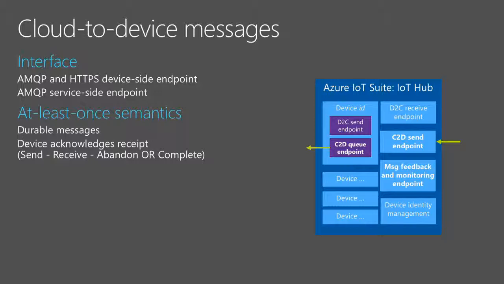The device has to explicitly acknowledge the consumption of a message, so you do not have to code ACKs and code reliability on top of this channel. You have a send-receive pattern, and then the device has to either abandon the message if it wants it to still be there the next time that it connects, or complete the message if it wants it to be deleted.